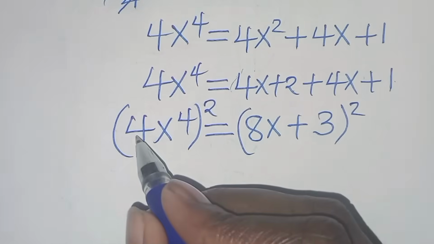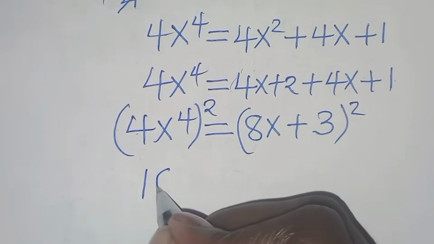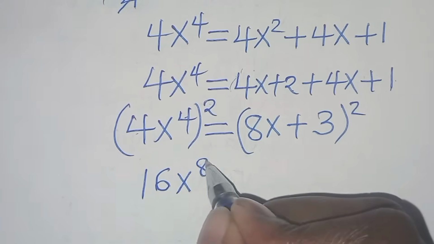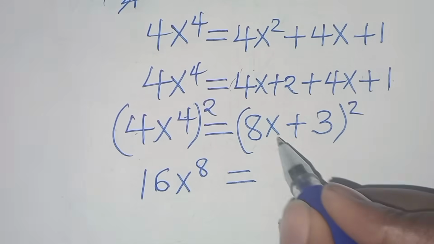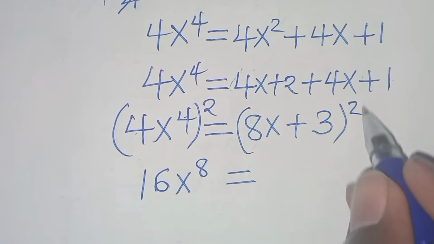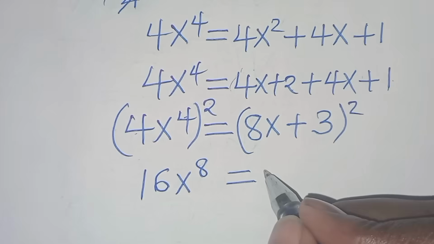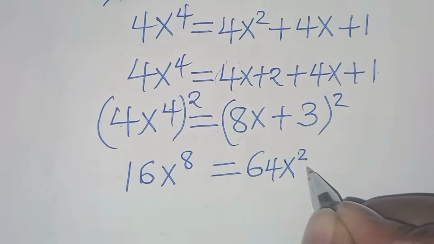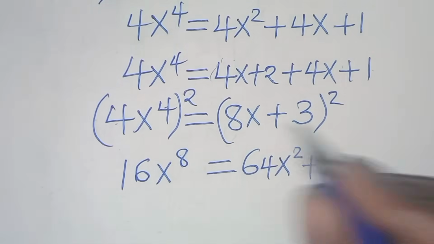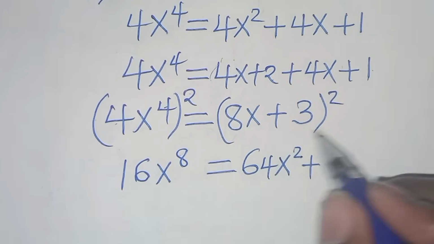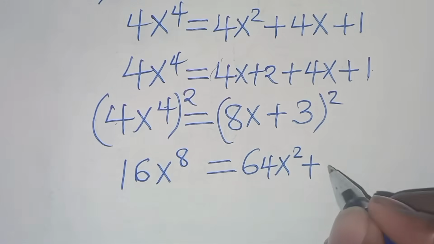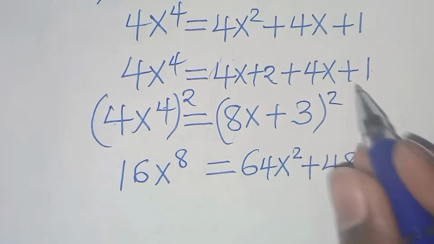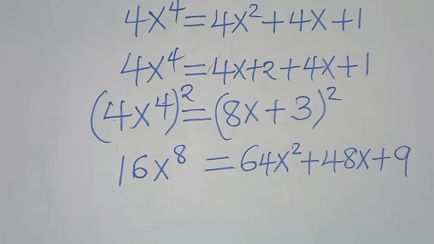So that now this is 4 squared, which is equal to 16. X to the power of 4 times 2, which is equal to 8. This is equal to 8x plus 3 to the power of 2. This is the same thing as 8x squared, which is 64x squared, plus, now here we have 8x times 3. That is equal to 24x times 2. This is 48x. Then plus 3 squared. This is equal to 9.